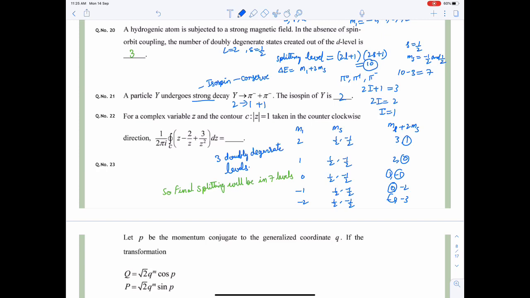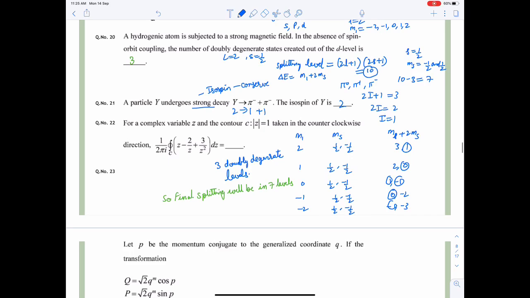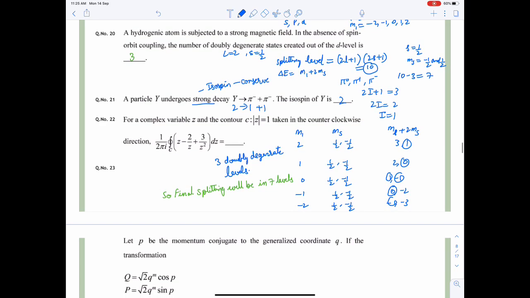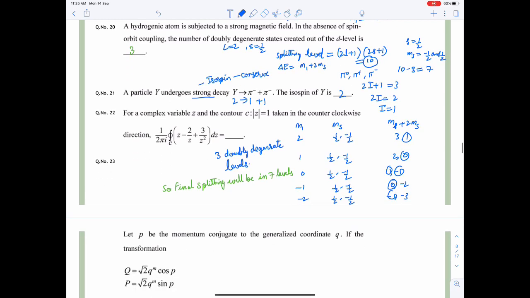Now what you can do here is calculate this. If you know the method, first calculate the poles: set the denominator equal to 0, then we get z equal to 0 and z square equal to 0, and the radius is 1, so both lie inside this contour. Now you can apply the formula, limit z tends to 0, 1 upon 2 pi into the formula of residues.